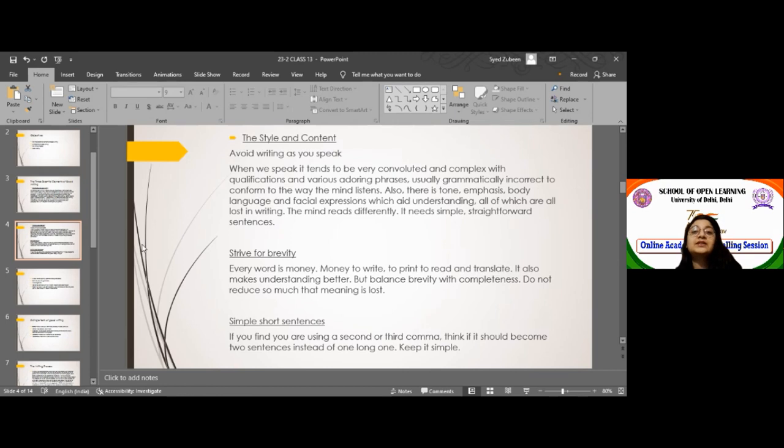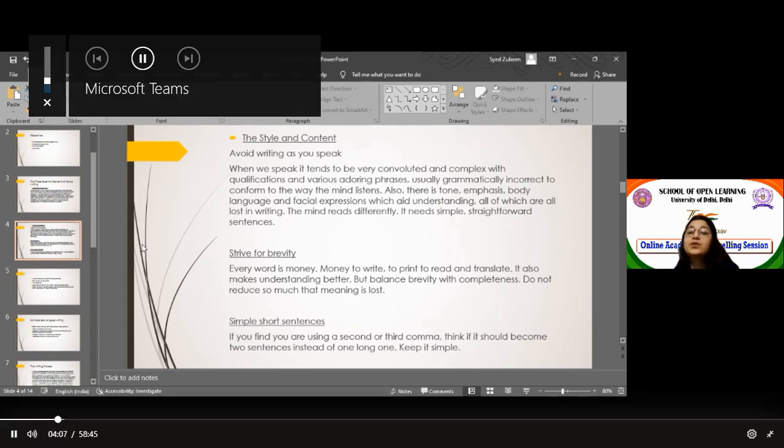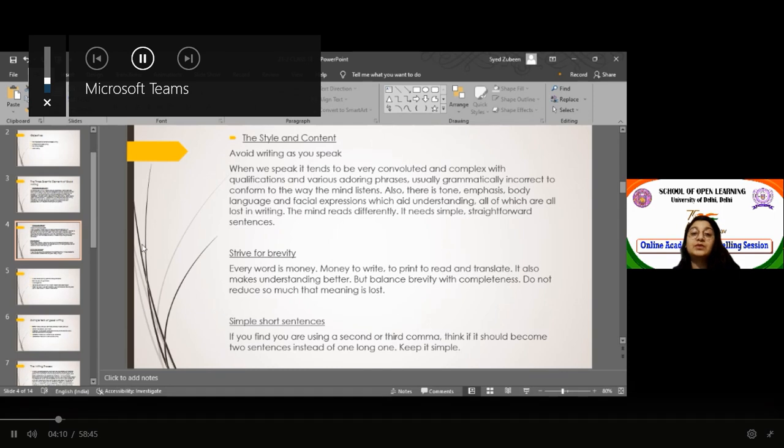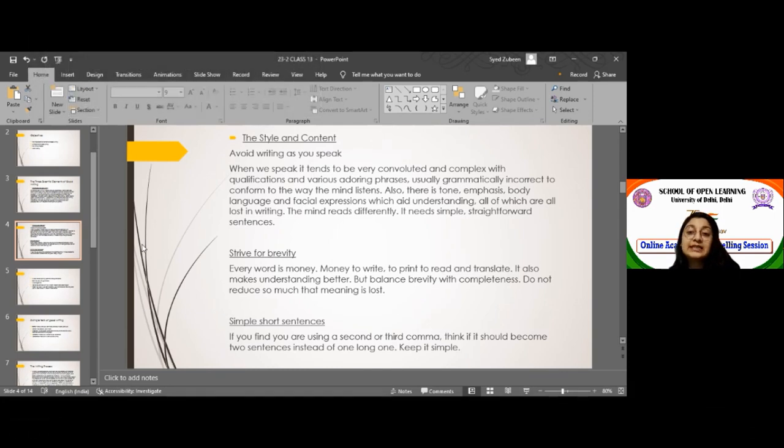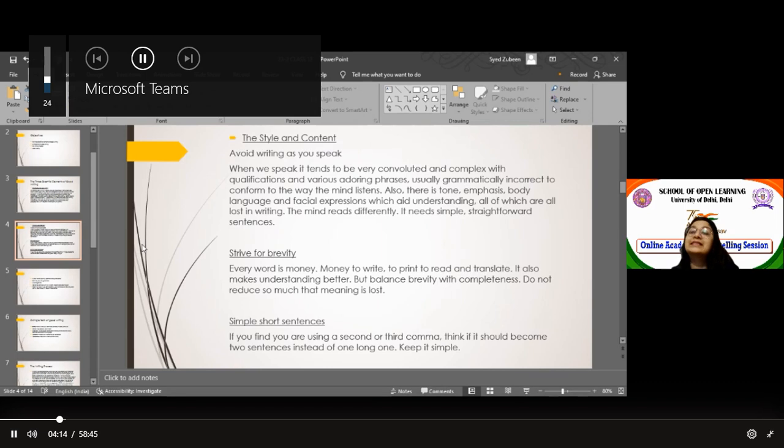When we speak, it tends to be very convoluted and complex with qualifications and various phrases. We use language that is usually grammatically incorrect to conform to the way the mind listens. So we can be grammatically incorrect. We end up using the wrong words. We end up using the wrong phrases, right? And also there's this tone, emphasis, body language, and facial expressions which aid understanding, all of which are lost in writing. The mind reads differently, it needs simple, straightforward sentences.